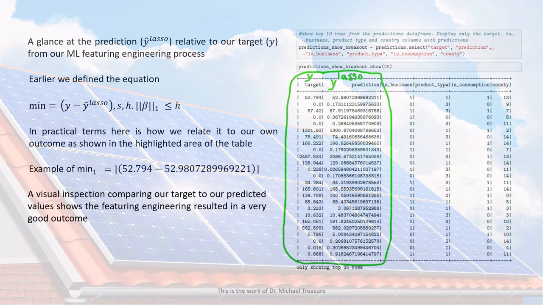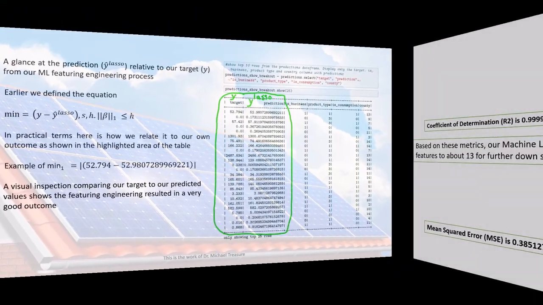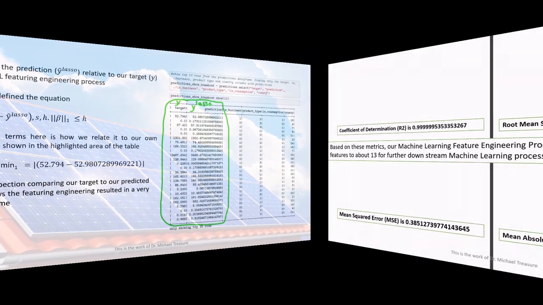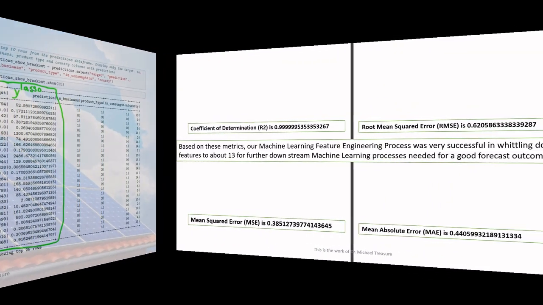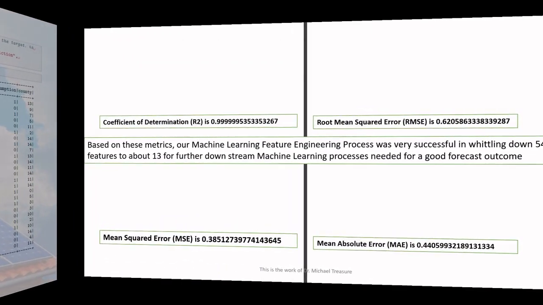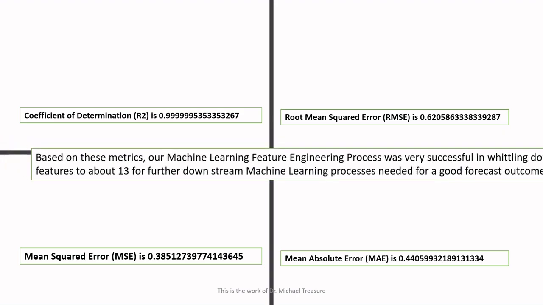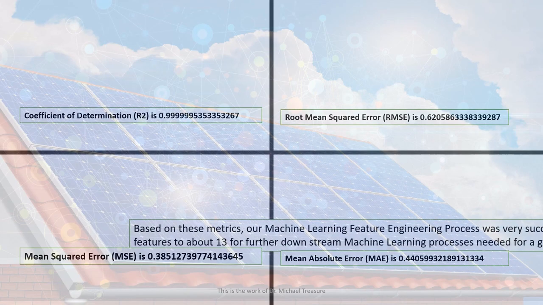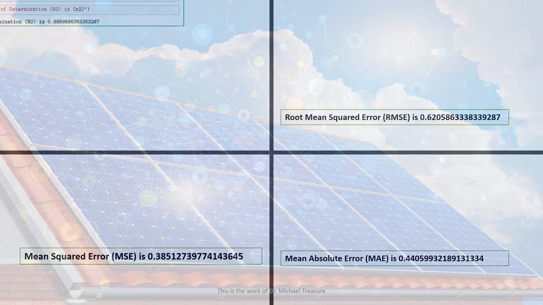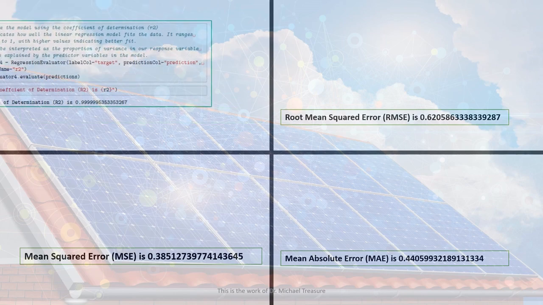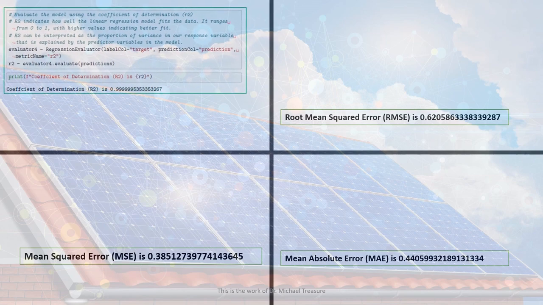Supporting our visual inspection are at least 4 relevant metrics. Based on these 4 metrics, our machine learning feature engineering process can be deemed successful. We have been able to whittle down 54 predictor features to 13. The coefficient of determination, R squared, is 99.99%. It should be noted that an R squared percentage close to 100% is desirable.